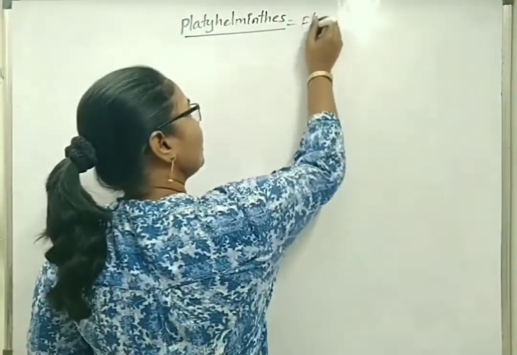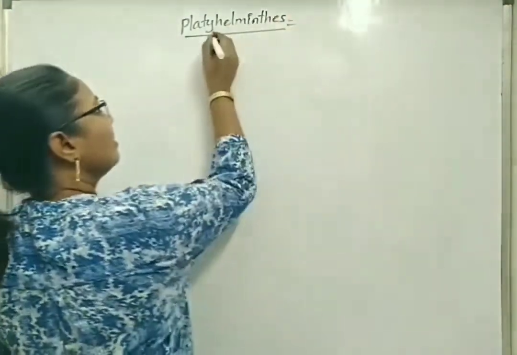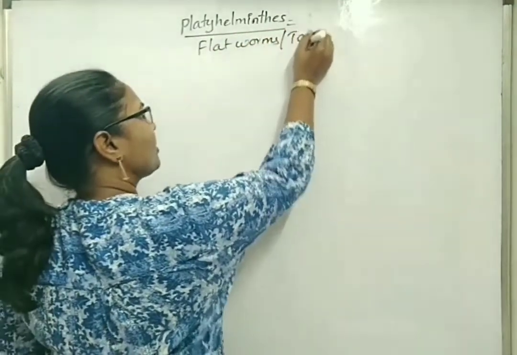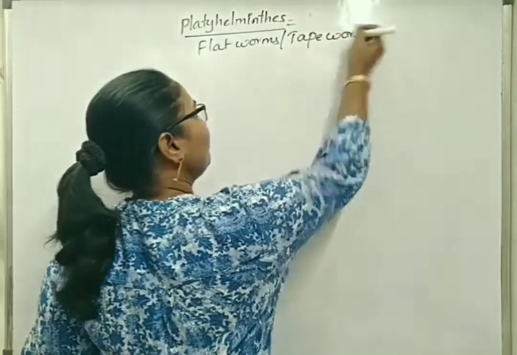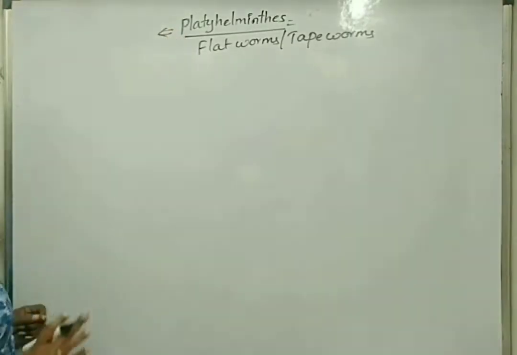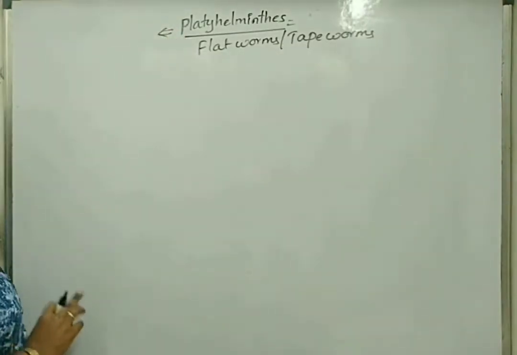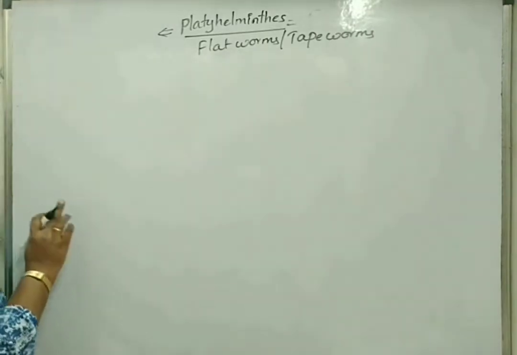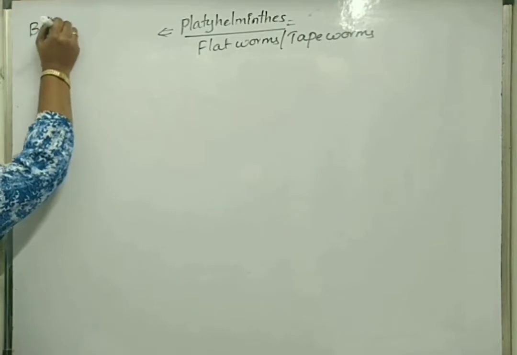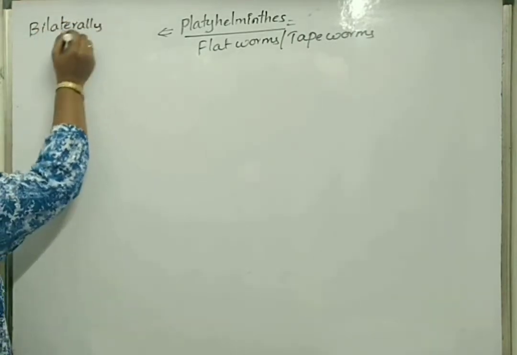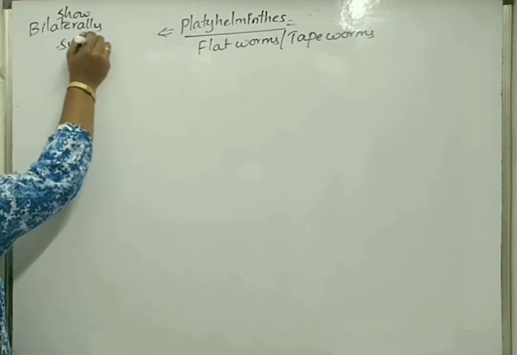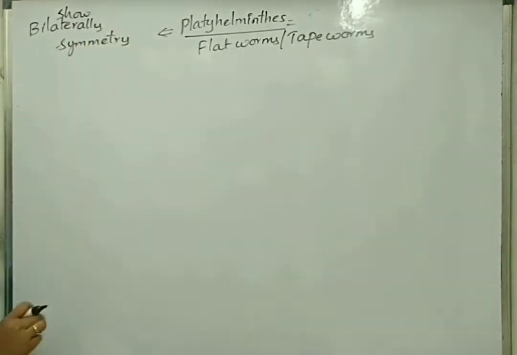These are also called flatworms or tapeworms. Now, these platyhelminthic organisms are bilaterally symmetrical, and bilateral symmetry is first seen in Platyhelminthes. They show bilateral symmetry, first time seen in this phylum.